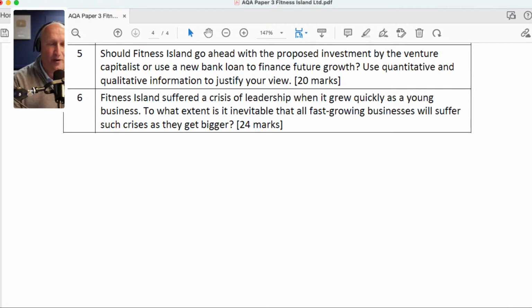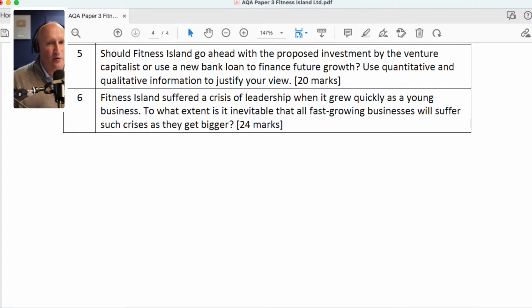Well, you answer it in exactly the same way as you did with the 16 markers. You deal with the case study first. That's why question 6 is still about the case study. I know it's an open question about all businesses, in this case all fast-growing businesses, but we have to deal with the case study first. So the answer why it was inevitable for Fitness Island is because it had the wrong culture. It had a power culture. It was run by a young, very talented but inexperienced young entrepreneur, Jacques with an S, who did not have in place the right resources, the right management, the right controls.